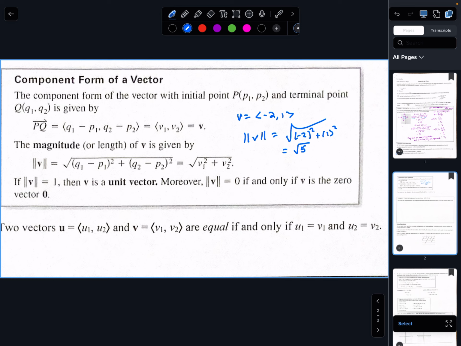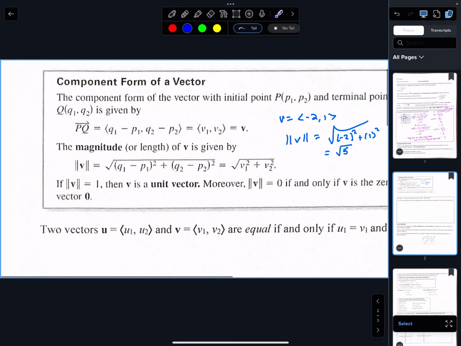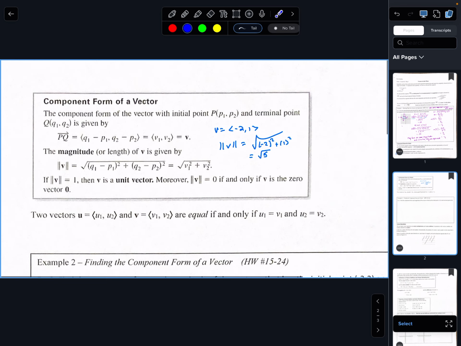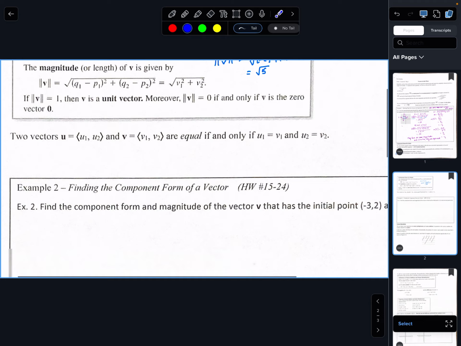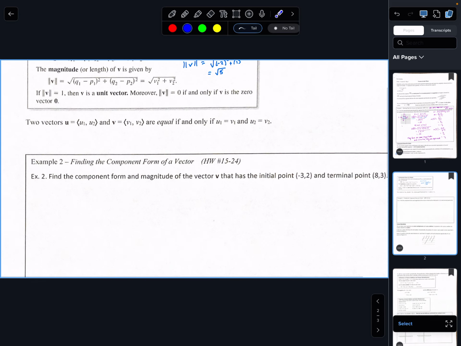And if the magnitude happens to come out to be 1, it's called a unit vector. It has a length of 1. And if the magnitude is 0, it is the 0 vector. It's like a point. There is no magnitude. It has 0 force. And two vectors are equal only if, for example, this is negative 3, 2, then the only way they're equal is if their components are identical. That's the only way that they are equal.